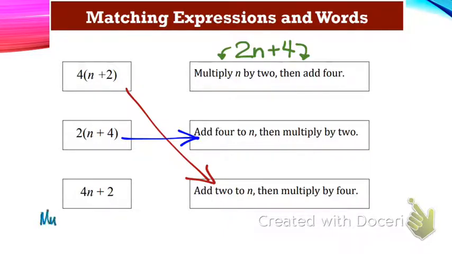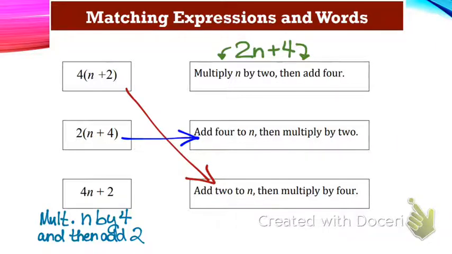Multiply n by 4, and then add 2. So you're going to have to write some words if you don't find a match. You're going to have to write some expressions if you don't find a match. Sometimes you're going to find 2 cards that go with the same group of words. Or you're going to find 2 groups of words that go with the same expression card.